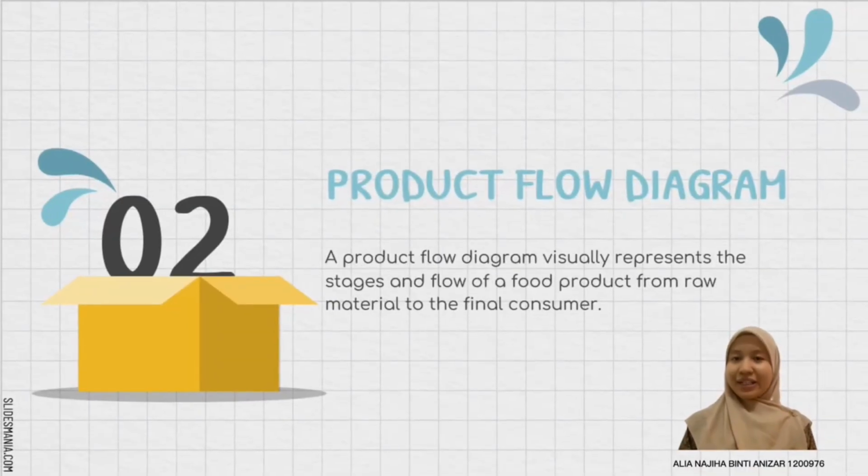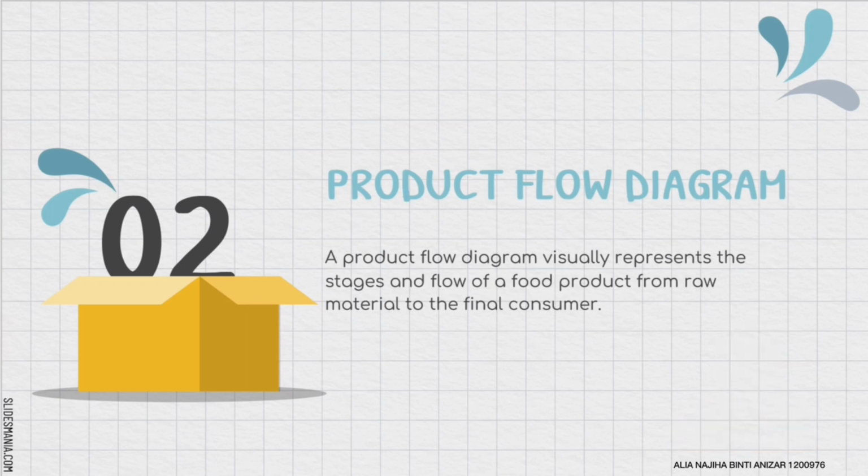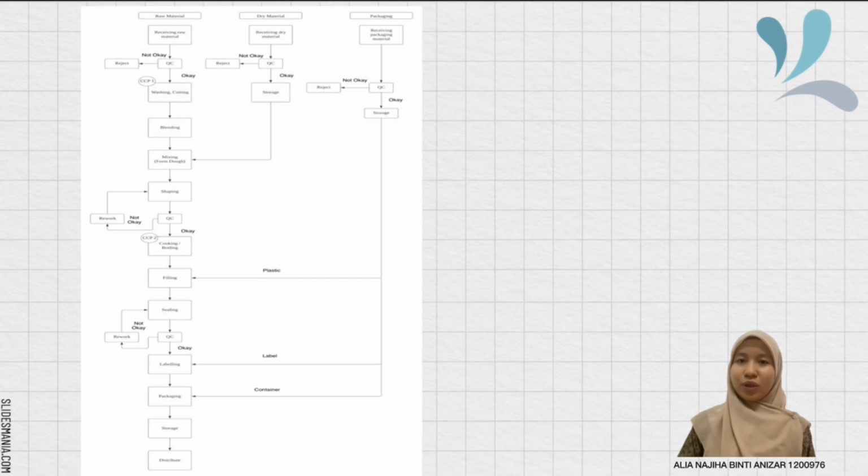The next part is about the product flow diagram. A product flow diagram visually represents the stages of flow of a food product from raw material to the final consumer. The flow diagram will start with the raw materials. This section includes the raw materials and ingredients that will be used in the production process.